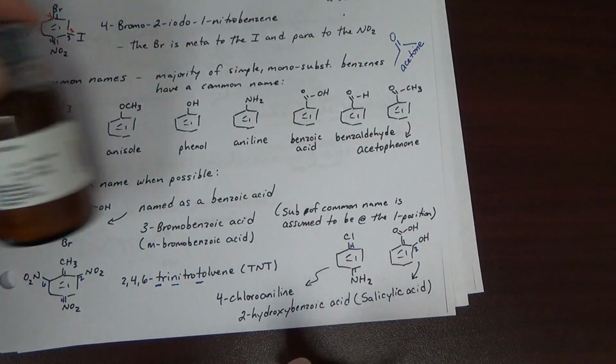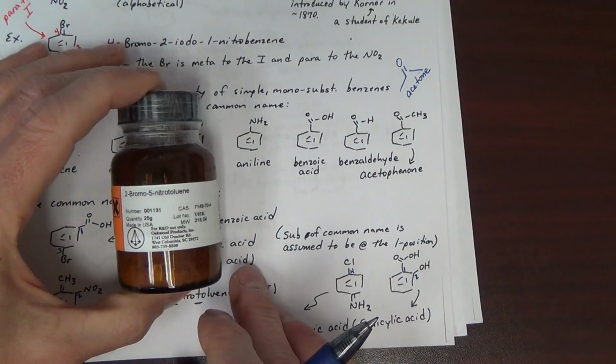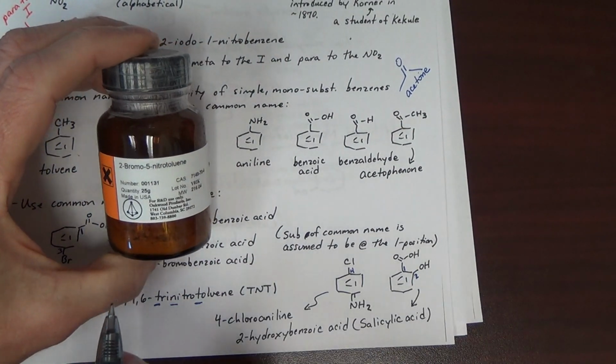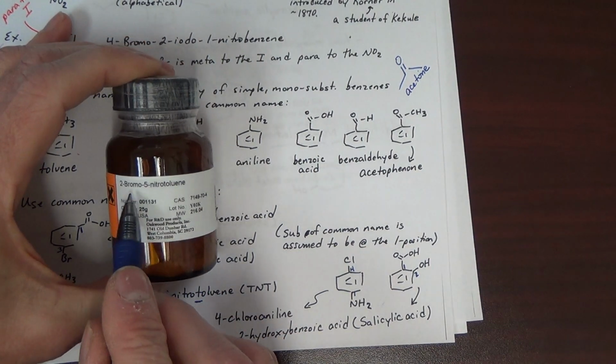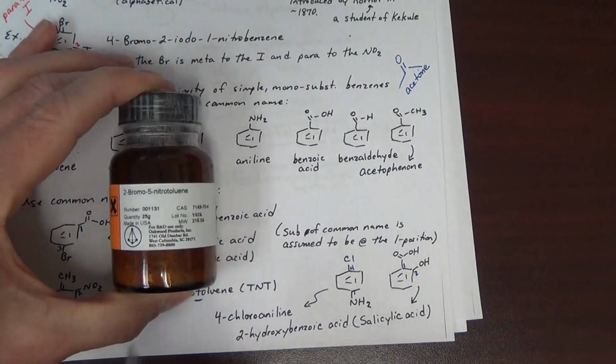Before we go on, I've got one here. I've got a bottle here. I reckon this shows up. This compound here is 2-bromo-5-nitrotoluene. Okay?